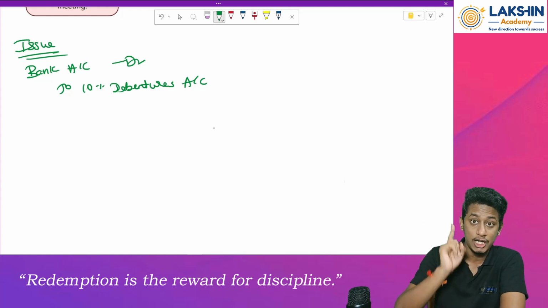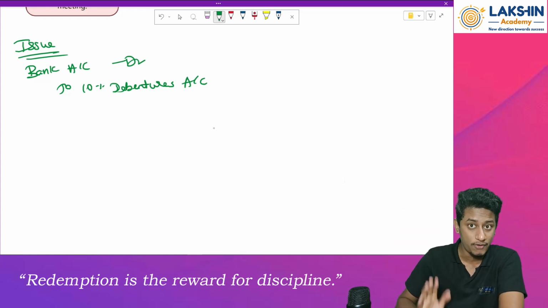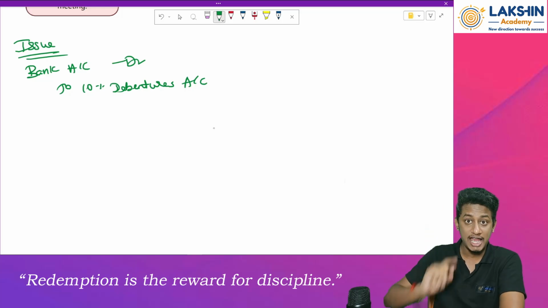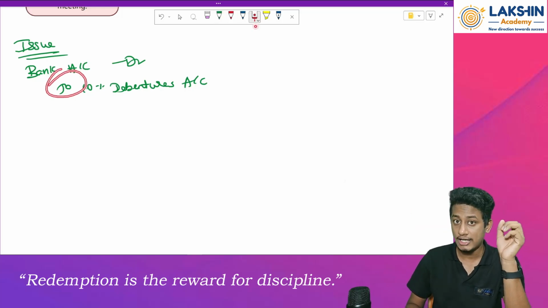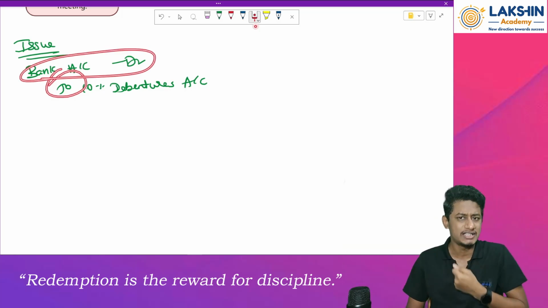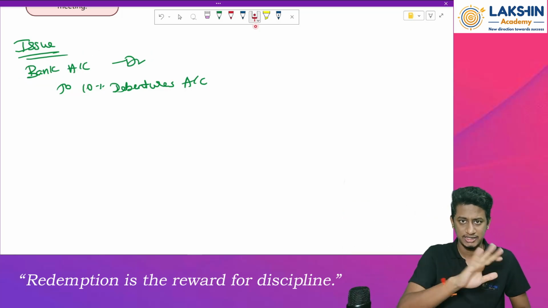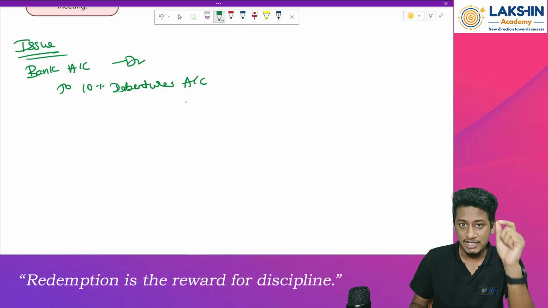So we show it under long-term borrowings in the Schedule 3 format, right? Because it is a liability, and whenever a liability increases, we will credit the account. Clear? And bank account is debited. Why? Because we are receiving the money. Whenever I issue a debenture, I am receiving the money. Simple. Okay. Then once the debenture is issued, what should I do?